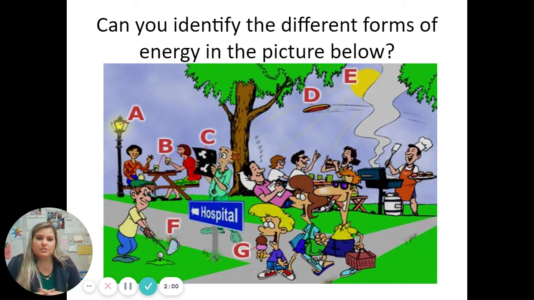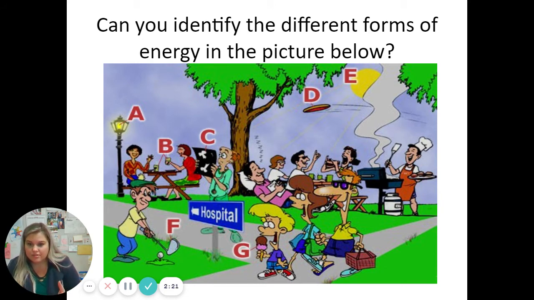So when you look at this picture, I'm asking you to identify the different forms. You might want to pause it here and see if you can do it. And once you've seen if you could do it, you can check out the answers in the next slide. If you want to do it with me, you can. So A is pointing at that light bulb.